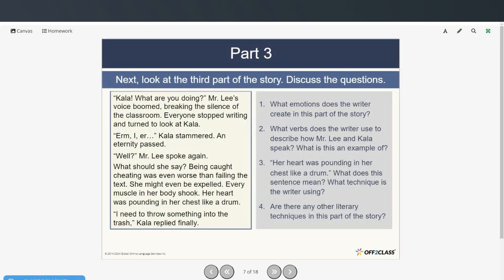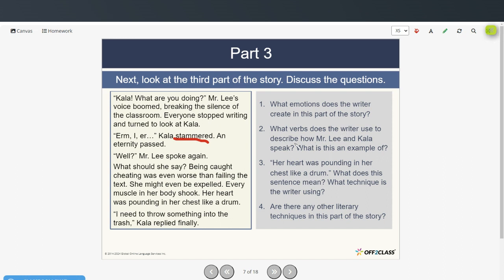All right, again, take another look at the third part of the story and then answer the questions. And then restart the video when you're ready to check your answers. So what emotions does the writer create in this part of the story? Well, here probably surprise, shock, and then she's worried about possibly being expelled, nervous. So again, just a lot of tension in this part of the story.